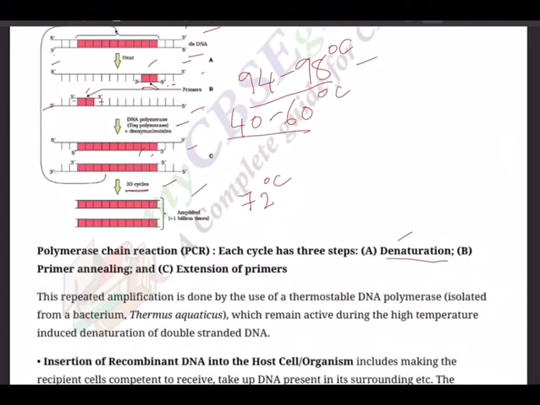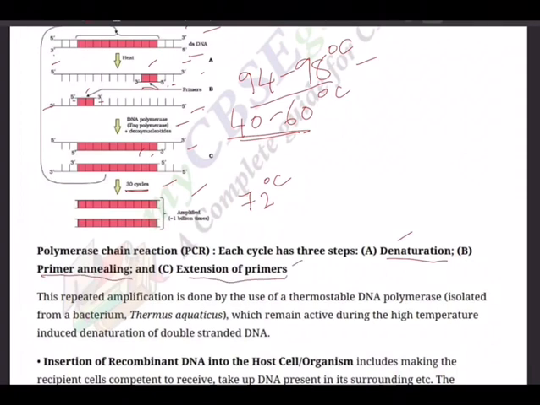This step is carried out at low temperatures, usually 40 to 60 degrees centigrade. This annealing is done depending on the length and sequence of the primers, of course.